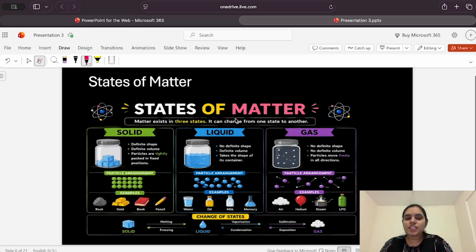Hello everyone. In the previous class, we studied what matter is. In this class, we will learn about the different states of matter and their classification.